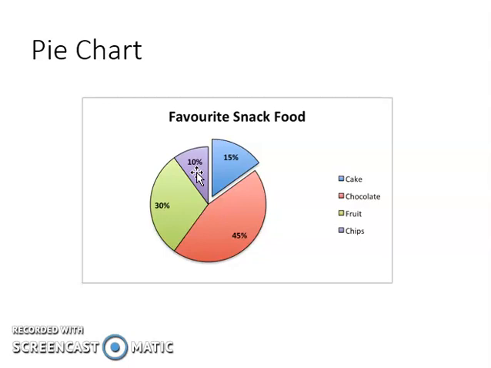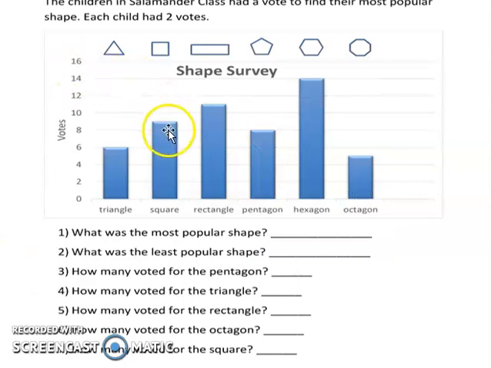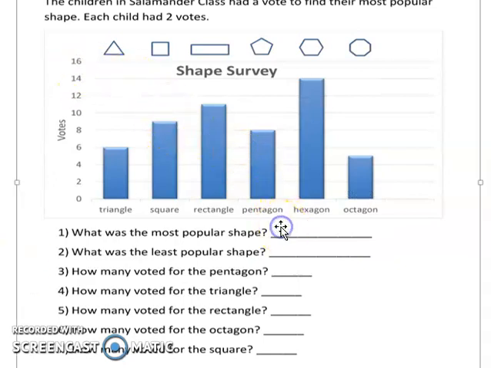Okay, so that is a pie chart. You have a title, you have choices, you have the numbers here that will represent how many students voted or picked the types of snacks. Okay, now let's try to answer this worksheet.